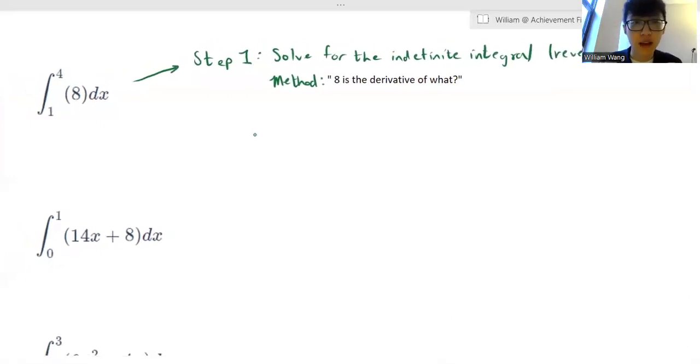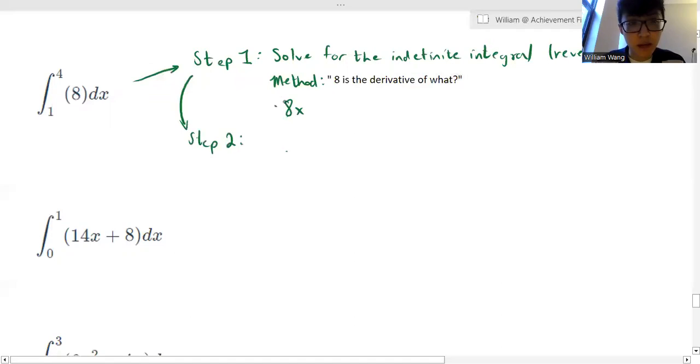Think about that. Say that phrase out in your head. 8 is the derivative of what? And your answer should be that 8 is the derivative of 8x. Hopefully that makes sense, because if I were to take the derivative of 8x, it would be 8. So step one, it's going to be 8x. Then I'm going to go on to step 2.